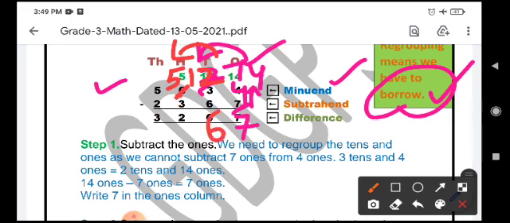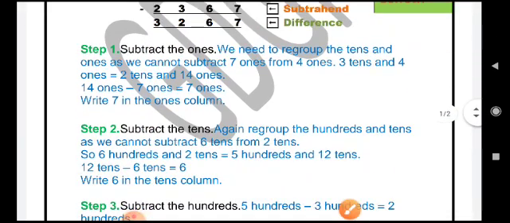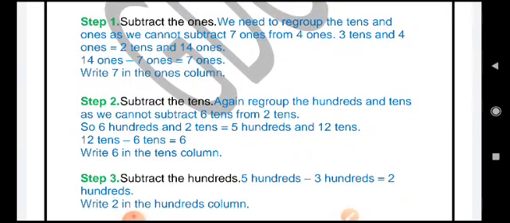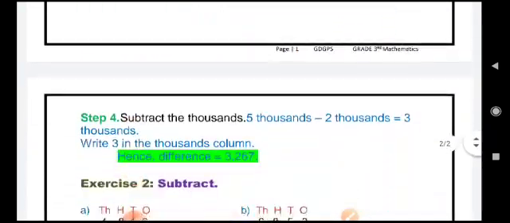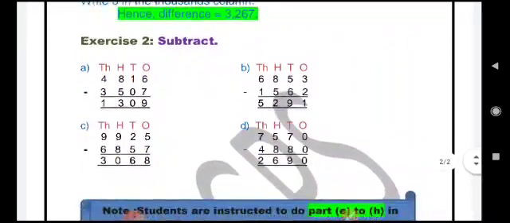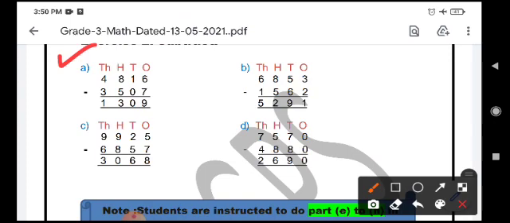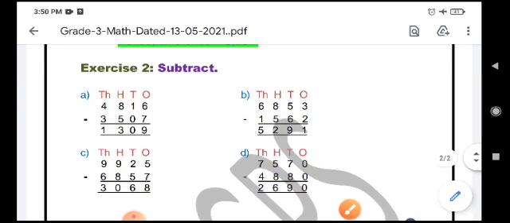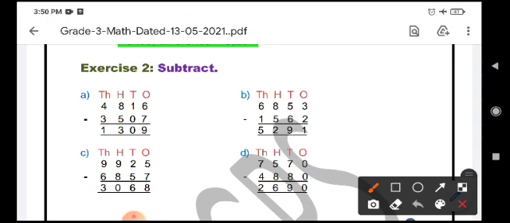Here we are having 5 and below is 3. This is very easy and it is possible to take a smaller number from a bigger one. 5 minus 3 will give us 2, and in the thousands column, 5 minus 2 will give us 3. So the difference that we got is 3,267. This is the step that you are going to follow. First subtract the ones, then tens, then hundreds, and then thousands. Then you will get the difference. Similarly, you are going to do exercise second. That is subtraction with regrouping.